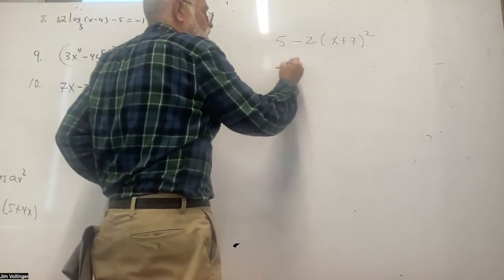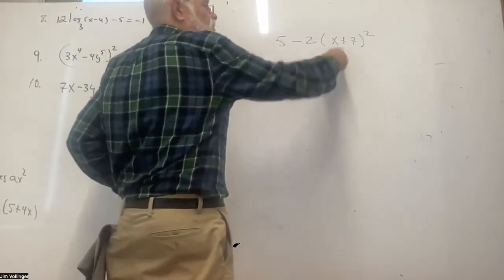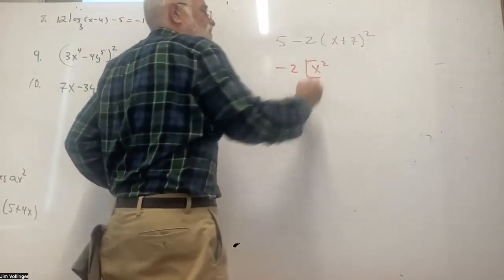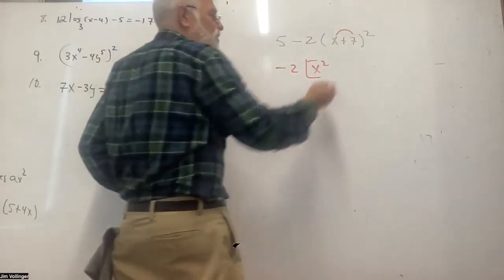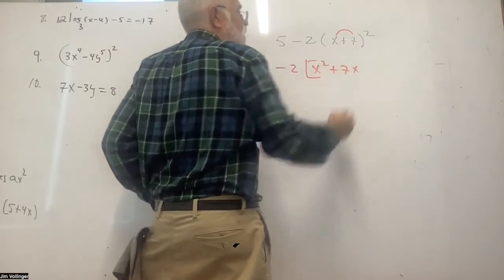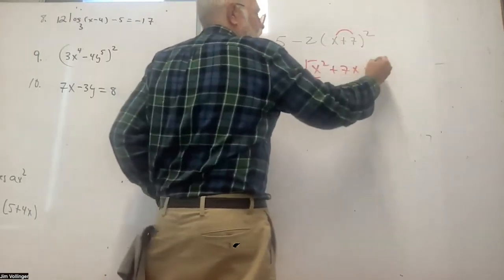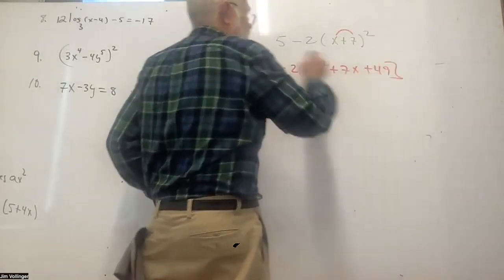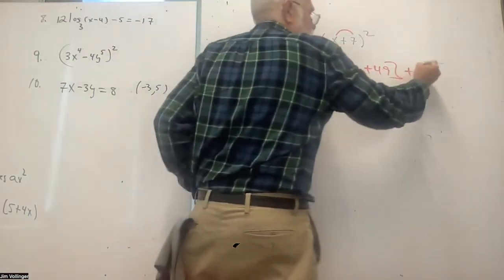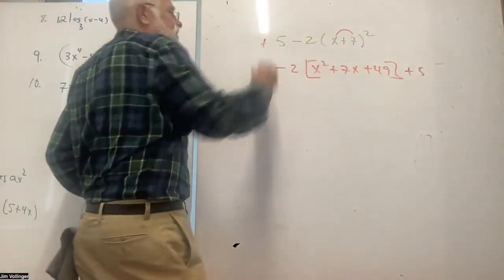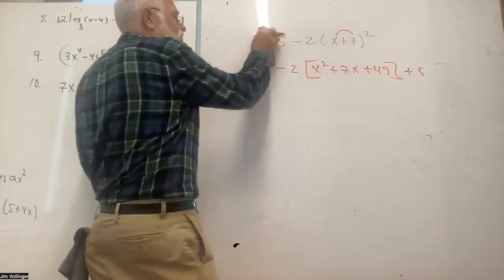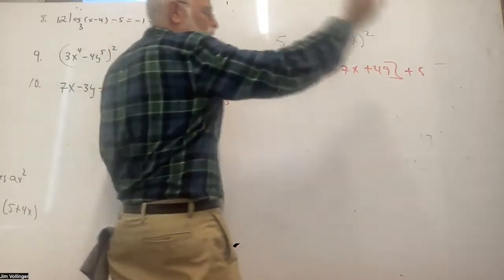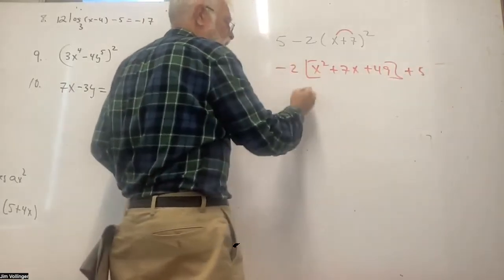So what do we do? Minus 2 parentheses. We're squaring this. X squared, 7x, that happens twice when you do this, and 7 squared is 49. And I'm not going to forget this 5. We don't have to write a plus sign. We know 5 is a positive number. Some mathematicians don't write it, but it's addition. We do that last when we evaluate.